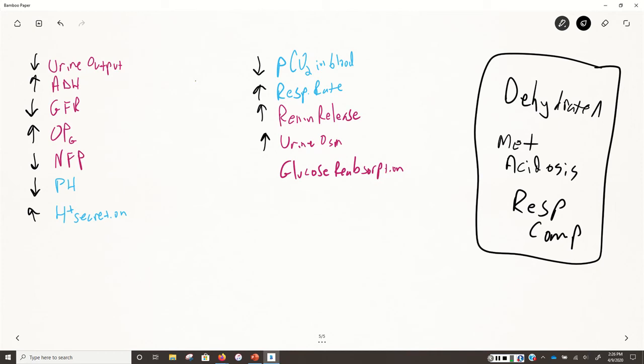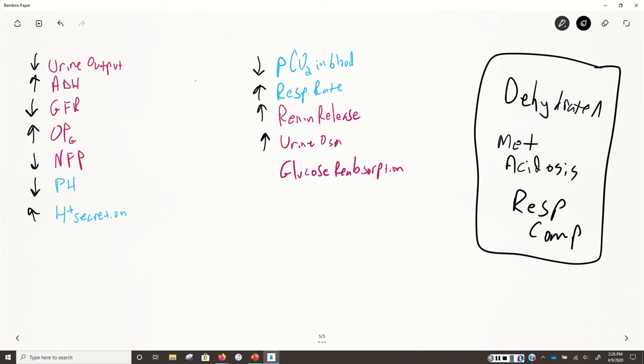OPG, NFP, and GFR, lump those together. And if you have a hard time keeping them straight going through the way I just did, think about it this way. NFP and GFR will always be the same direction, and they will both be opposite OPG.